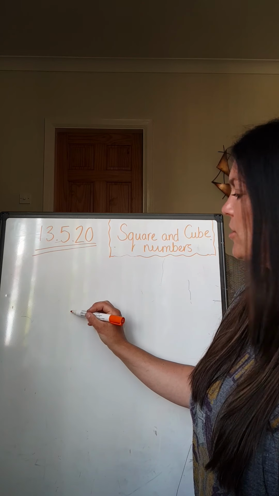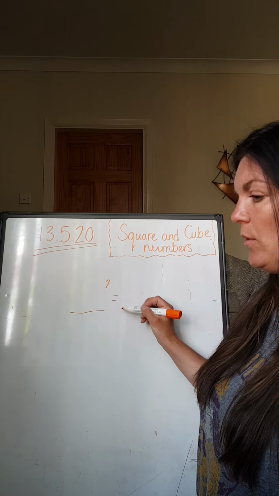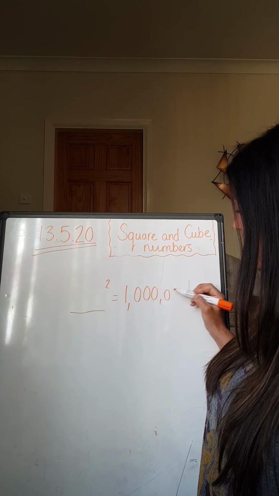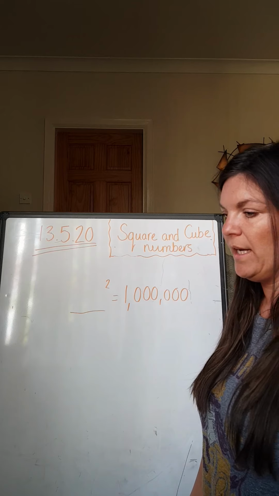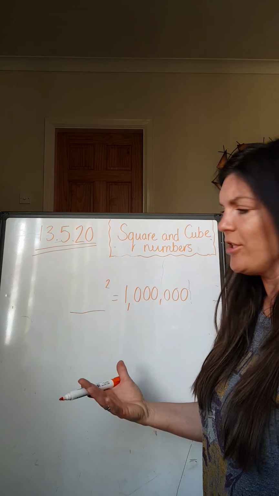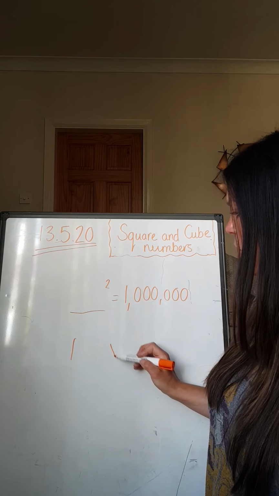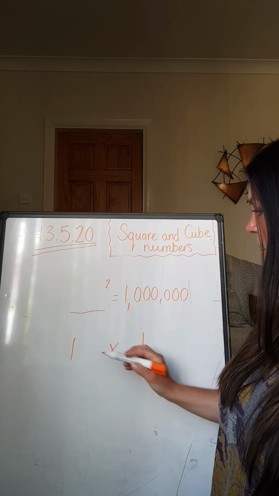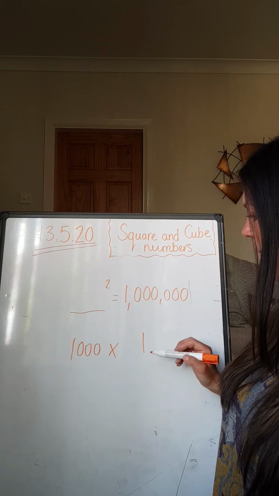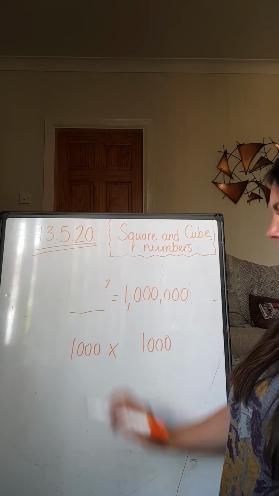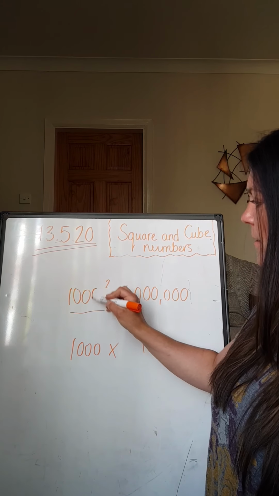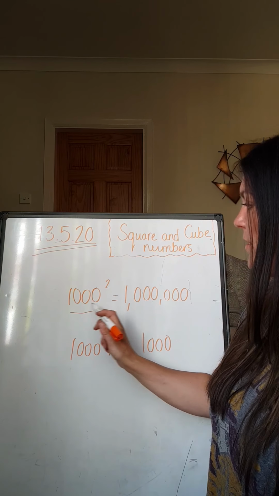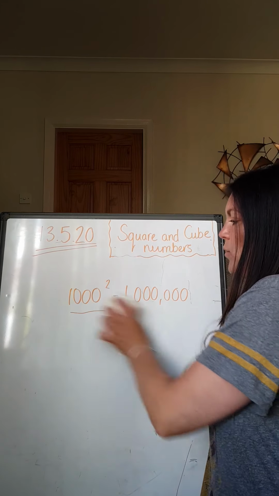And the last one, question 13, something squared equals 1 million. Ooh, is that tricky or is that just as easy? I know 1 squared, 1 times 1 still equals 1. And then share the zeros out. There's 3, there's 6, so there's going to be 3 on each side. I've worked it out. 1,000 squared is going to be 1 million. So 1,000 times itself is going to be a million.